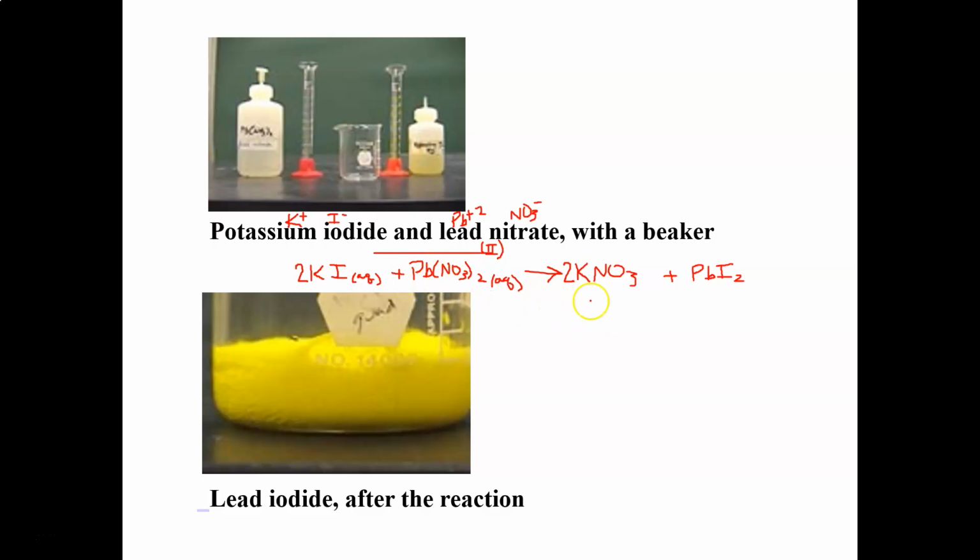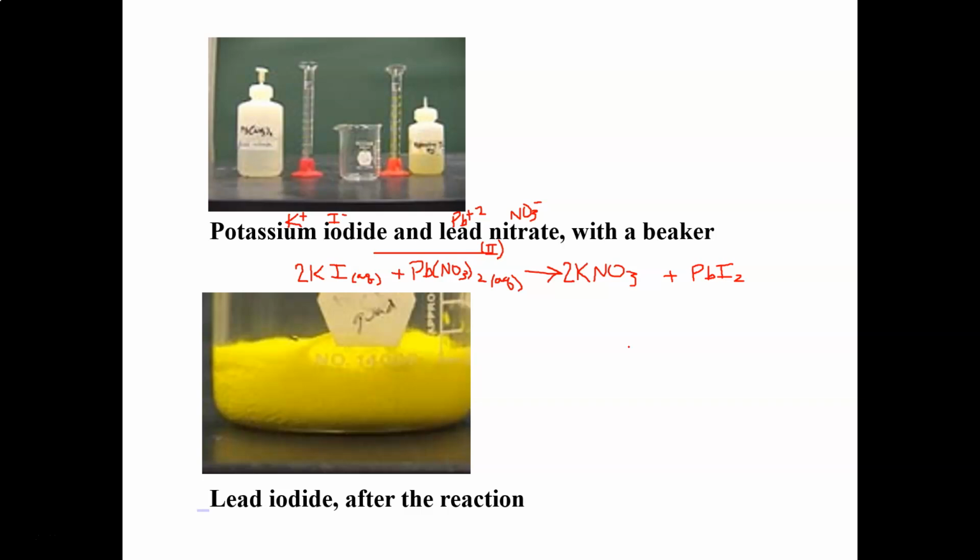Pb's. I need 1 Pb here. I have 1 Pb here. I'm good. This tells me I need 2 N's. Well, this is 2 N's. And then this is 6 O's. Well, this is 6 O's. All right, so that's balanced now.